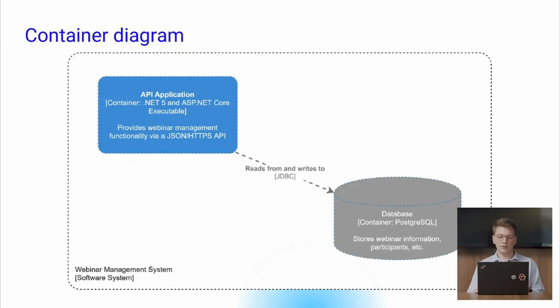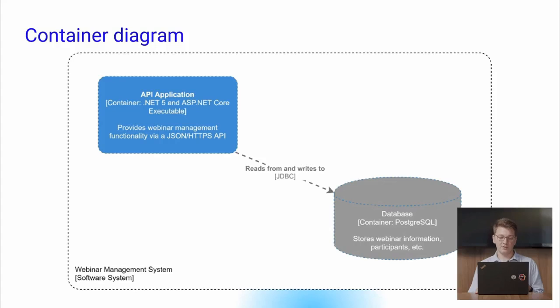Let's take a look at some architecture diagrams. Here we are looking at a container diagram, and in this box we have an example webinar management system. We can see that we have two executable containers. One is in blue, that represents the API application, and it's built with .NET 5 and ASP.NET Core.